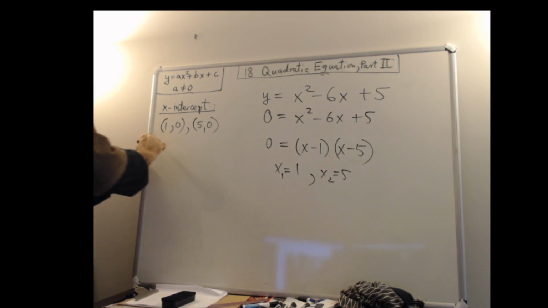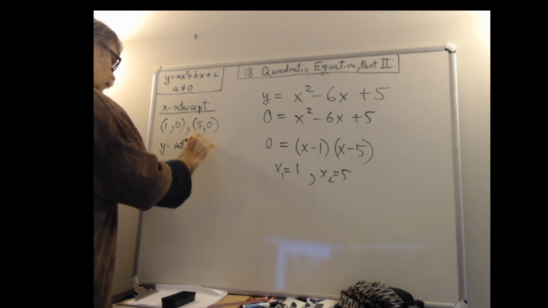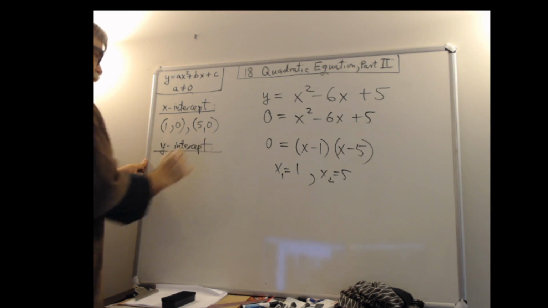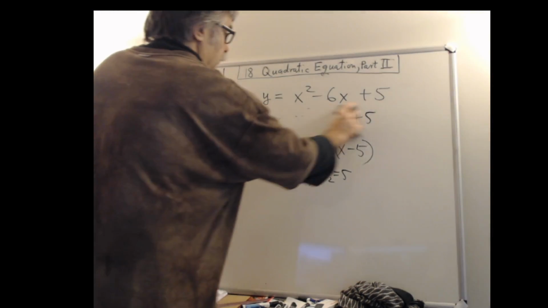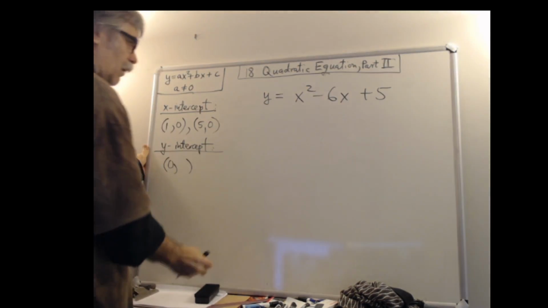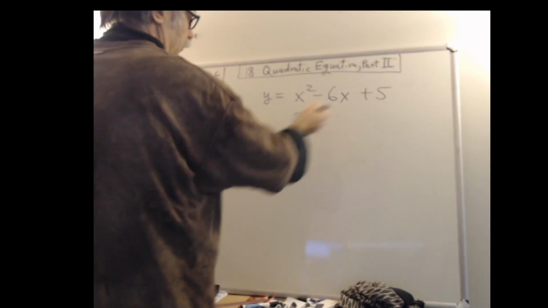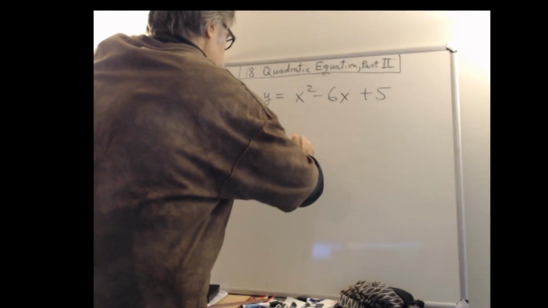Now the y-intercept. Okay, what do we know about the y-intercept? The y-intercept has to have x equals 0. Now this is very easy to calculate here. x equals 0, y is equal to 5. Really easy. Okay, so now I have 3 points. Now I can start graphing.